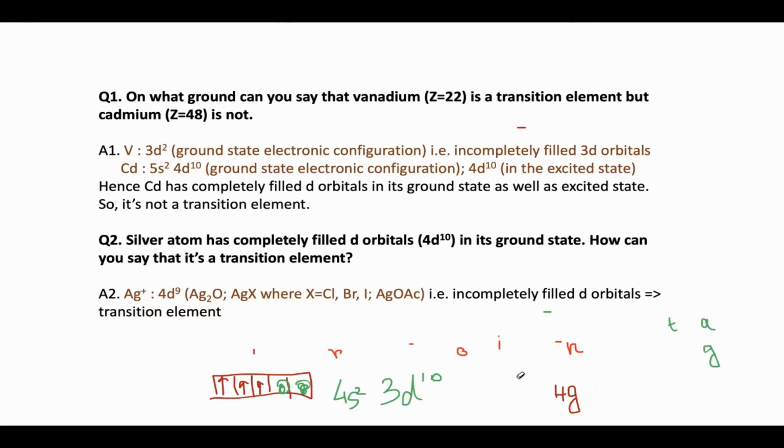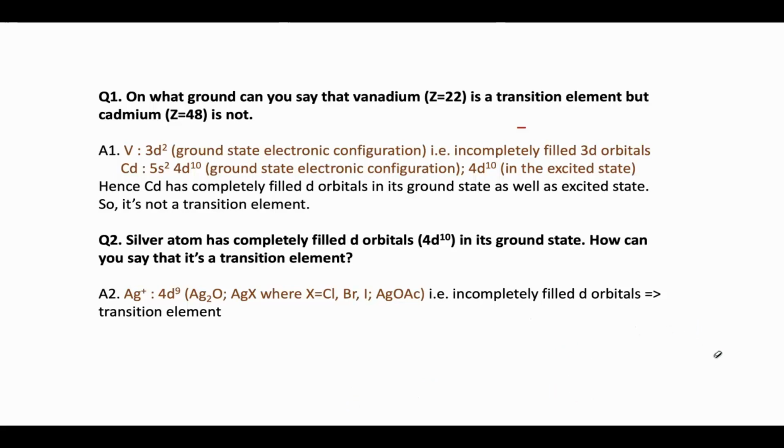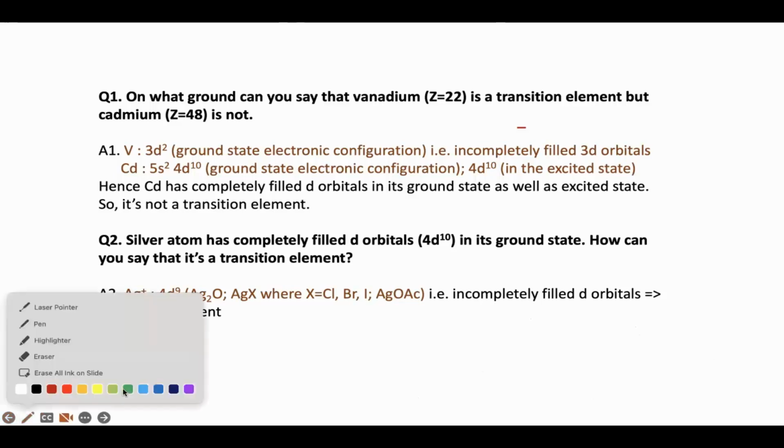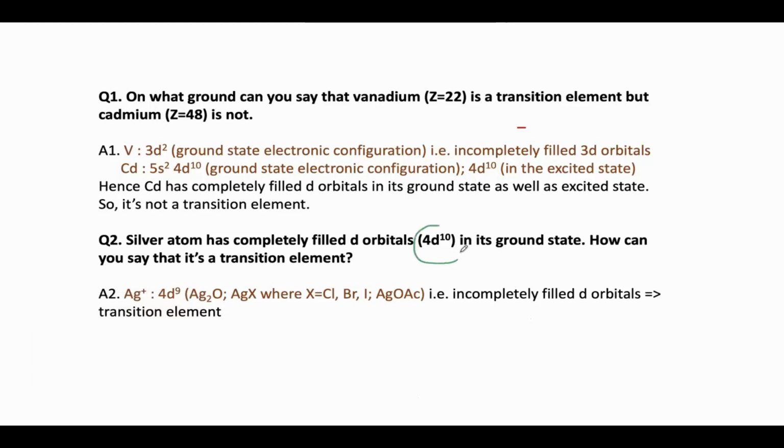The question is, the silver atom has completely filled d orbitals, that is 4d10, in its ground state. How can you say that it is a transition element? As I have told you, except zinc, cadmium and mercury, all the d block elements are transition elements. Silver has the ground state electronic configuration 4d10. Still, silver is termed a transition element. So why is it so?